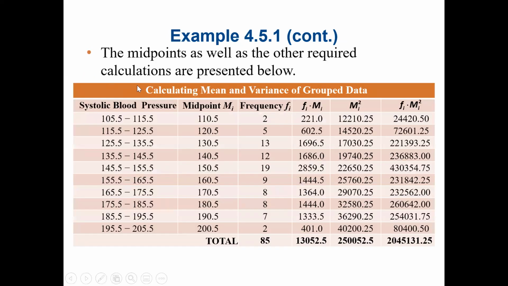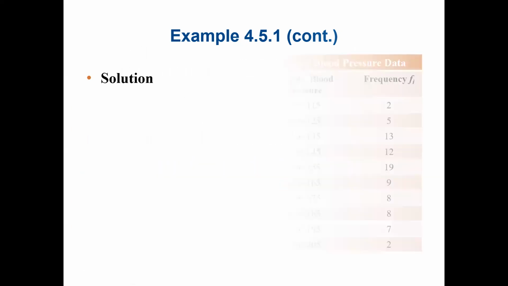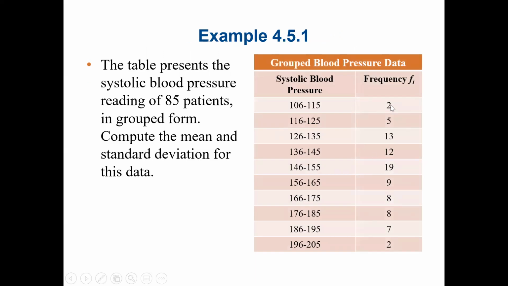Then if we know the midpoint, from there we can calculate almost everything else. So again, this is the systolic blood pressure. We find the midpoint was 110.5 because we have 105.5 plus 115.5 divided by 2. After we get the midpoint, we multiply by the frequency, which is given to us. If we look at the original table, the frequency of the first class is 2. So only 2 patients have systolic blood pressure between this interval, 106 to 115.